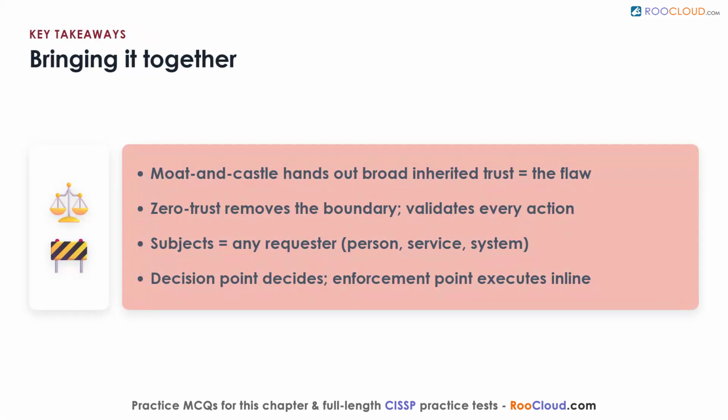So let's bring it together. Traditional moat and castle designs hand out broad inherited trust the moment someone is inside, and that is the flaw. Zero trust removes the trust boundary entirely and validates every action continuously against identity, posture, and threat data. Subjects are any requester, whether a person, a service, or a system. The policy decision point, made of the policy engine and the policy administrator, decides using a trust algorithm and then opens or closes the path. The policy enforcement point sits in line and executes that ruling. Assume breach, verify everything, and trust nothing by default.